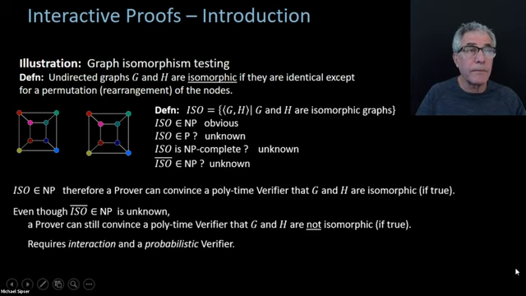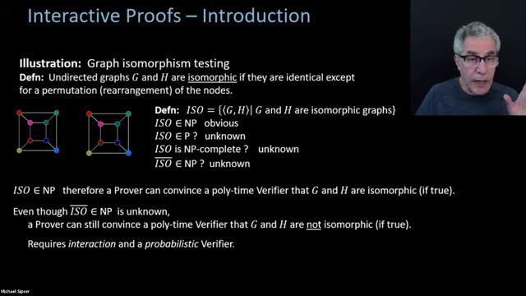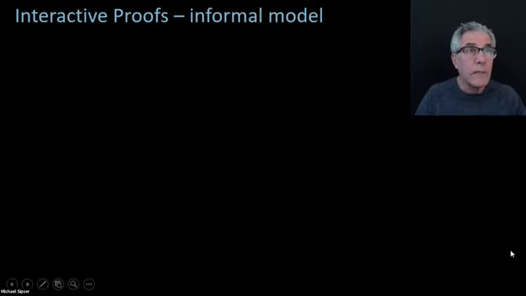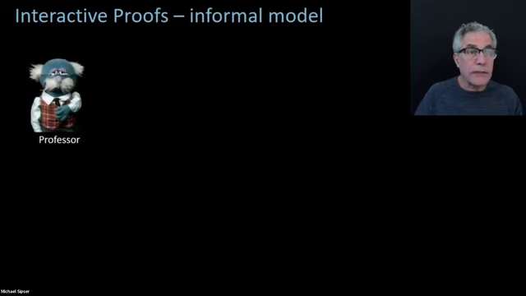Okay, so let me show you how that's done. Before we jump into the method for a prover to show a verifier that graphs are not isomorphic, let's try to get a little clearer on the model. I'm going to first show it to you informally, and then we'll look at it formally. In interactive proofs, there are two parties. I'm going to think about one of them as the professor.